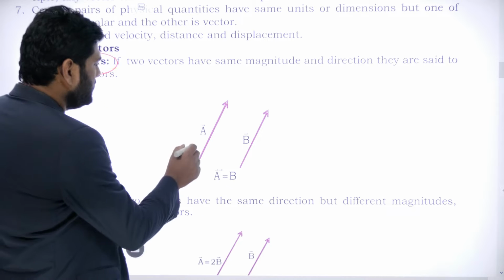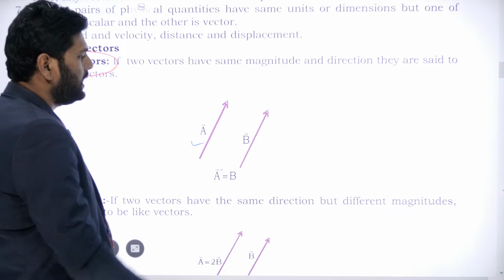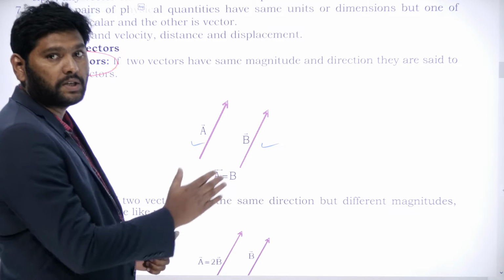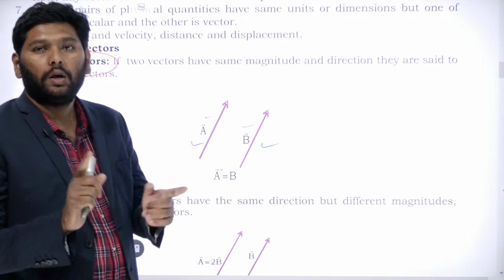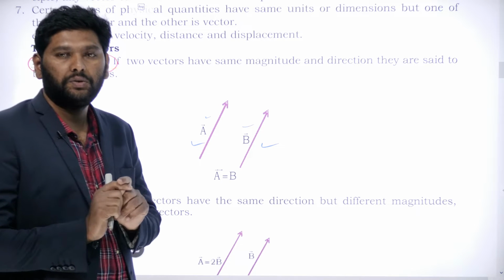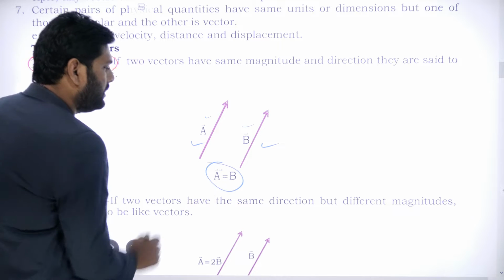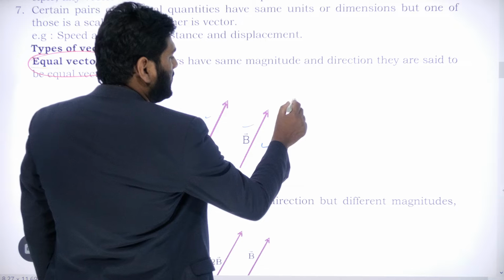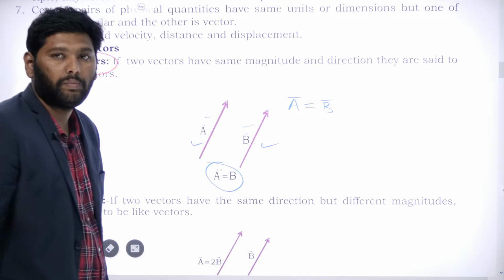Look here, A is a vector and B is a vector, acting in the same direction. So the direction is the same. Since these two vectors A and B are equal, they are called equal vectors. That is the information related to equal vectors. How can you write these equal vectors mathematically? Here A bar is equal to B bar.